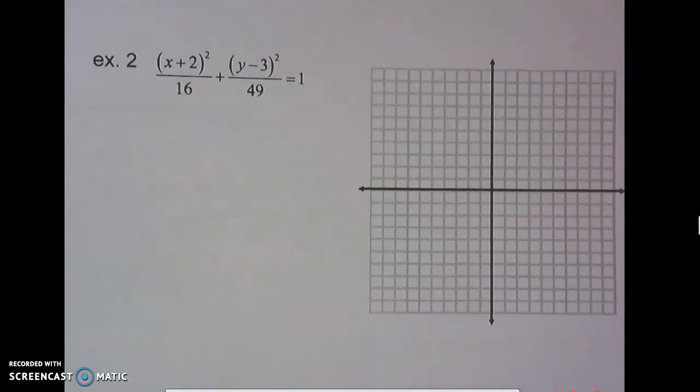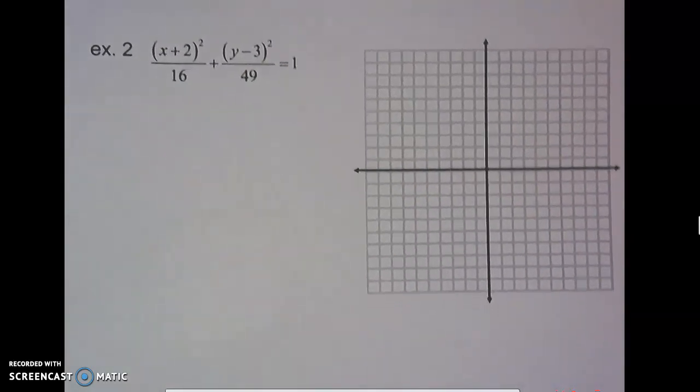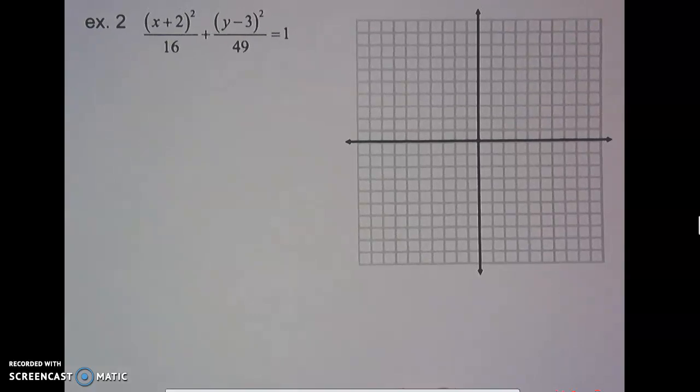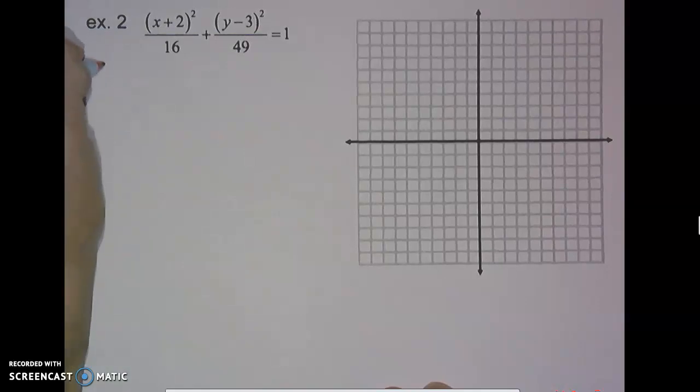Keeping in mind how my graphs look is exactly how your graph should look. Okay? Alright, so if we have (x + 2)² over 16 plus (y - 3)² over 49 equals 1, first we got to figure out, well, we know it's an ellipse because of the plus sign, the fractions, it's got both variables squared. The next thing is to figure out our center, and then start figuring out what direction it's going to go.